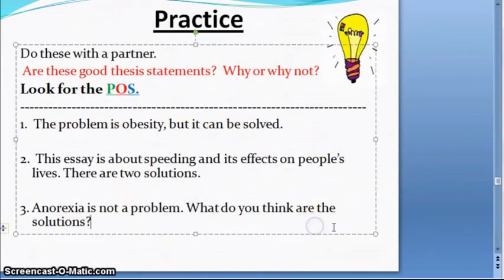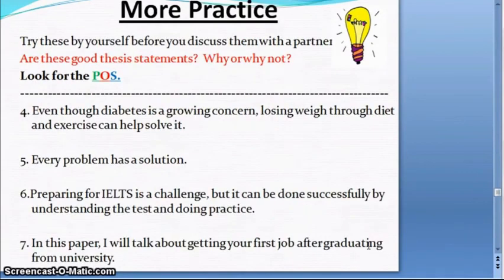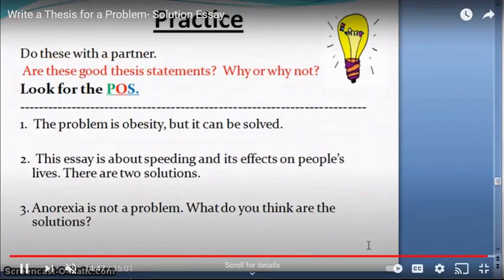So there are some additional examples here you can look at if you want to pause the video and kind of see how that works. How could they be changed? Do we have problem, overcome, and solution? And some more here as well. You can work together or on your own.